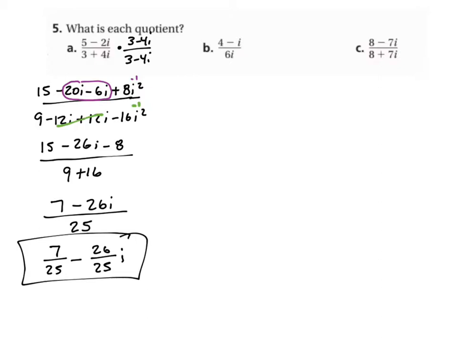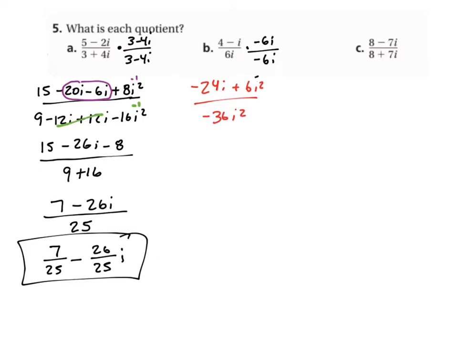For question B, we've got 4 minus i over 6i. So your conjugate in this case is just multiplying the top and bottom by negative 6i. And then we just multiply it out. So here, we'll change colors. We've got negative 24i minus, or plus 6i squared over negative 36i squared.